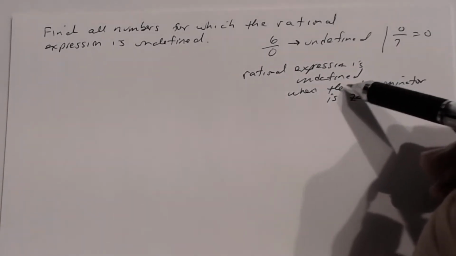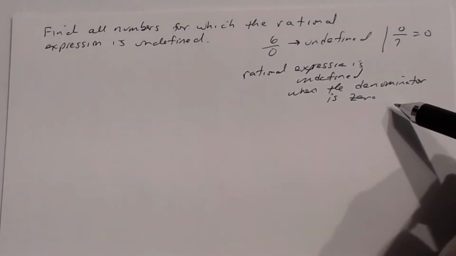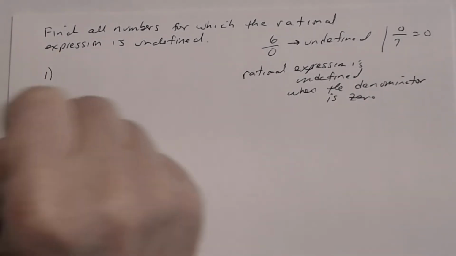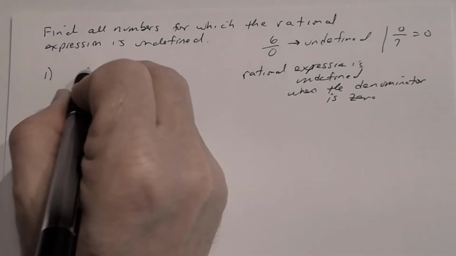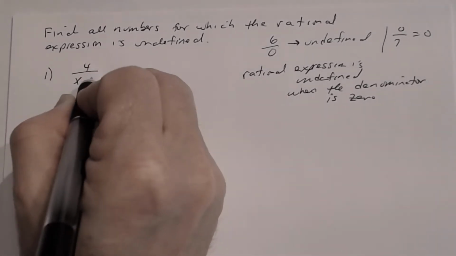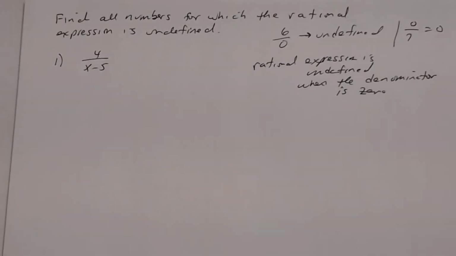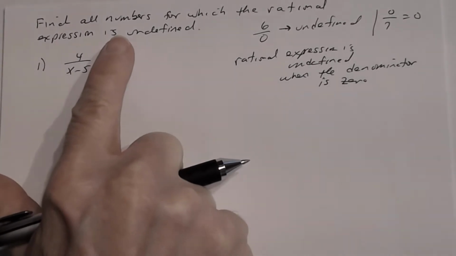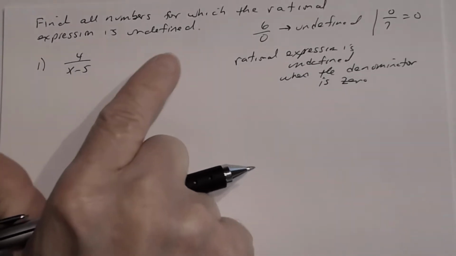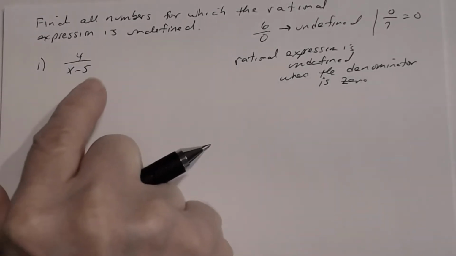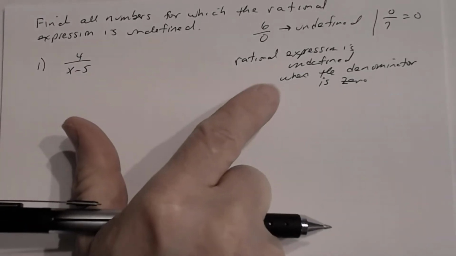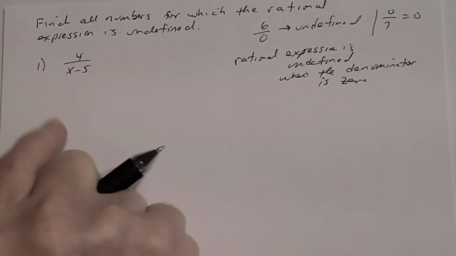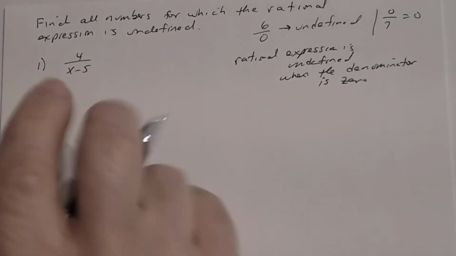So a rational expression is undefined when the denominator is 0. All right? So for example, let's look at this example for a moment. Number 1, we have 4 divided by x minus 5. We're going to look at an easy one to begin with. The directions say find all numbers for which the rational expression is undefined. So the rational expression is undefined when the denominator is 0. You just look at the denominator. Don't worry about the numerator. It doesn't matter what the numerator is.